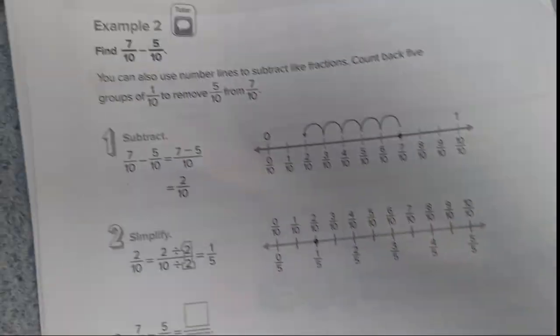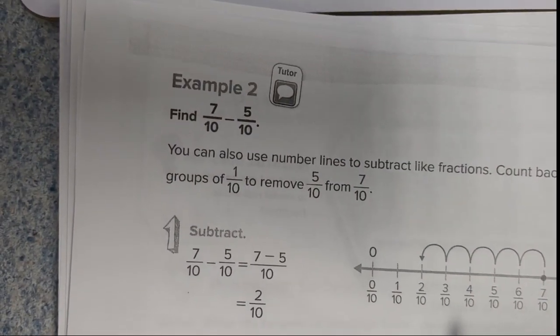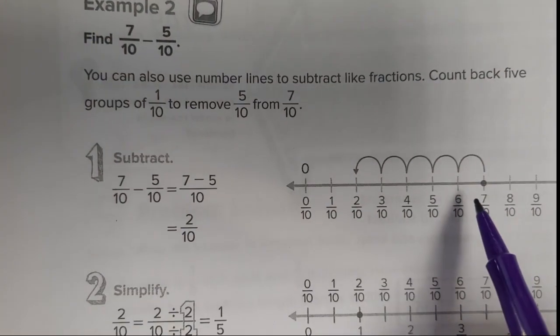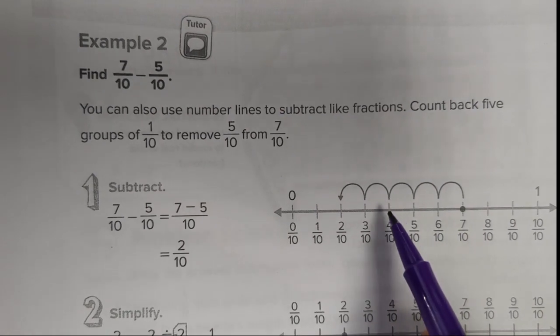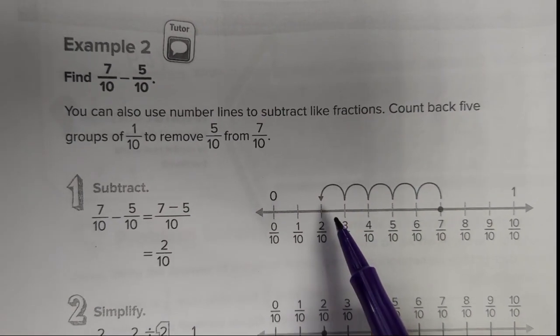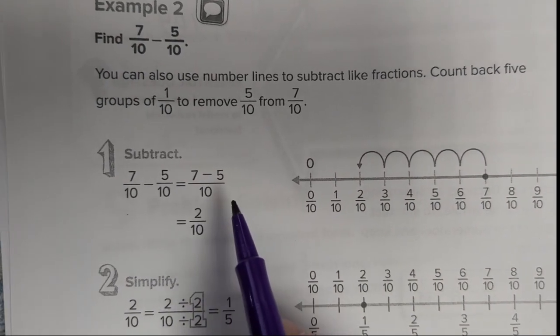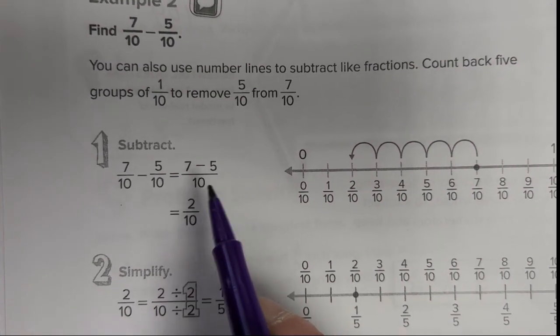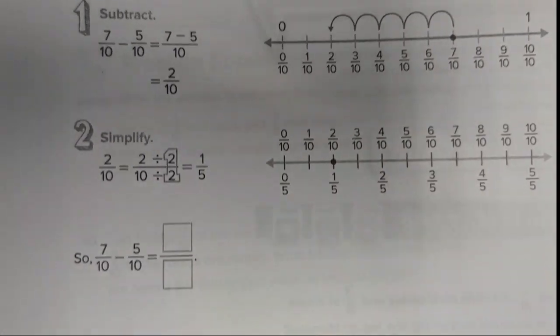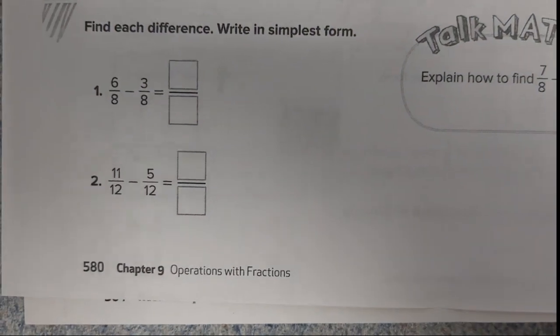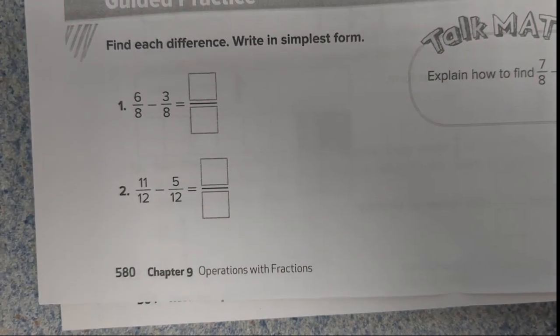We'll simply be subtracting. Another way to think about it is a number line. If you had 7/10 and you went back 5/10, so 7/10 and you make 1, 2, 3, 4, 5 jumps backwards, you end up at 2/10. You could write it like this: 7/10 minus 5/10 equals, well, 7 minus 5 over 10. And the answer is 2/10. Again, there are instructions on how to simplify. If you're comfortable with that, you may, but it is not required today.